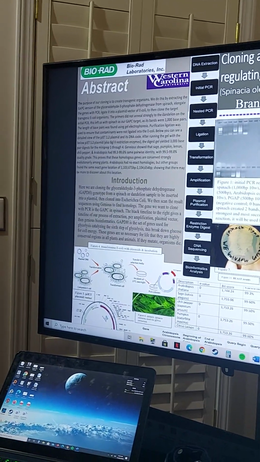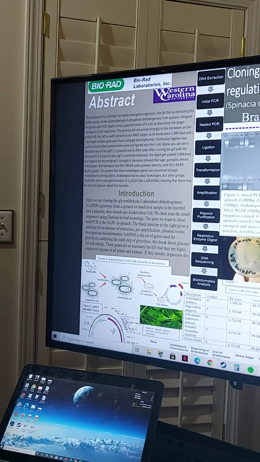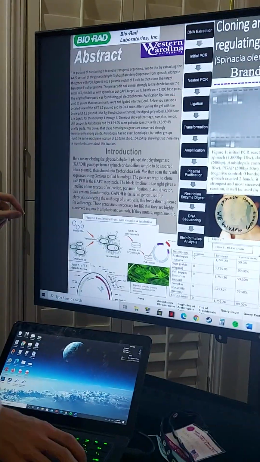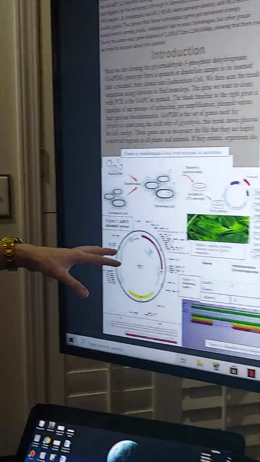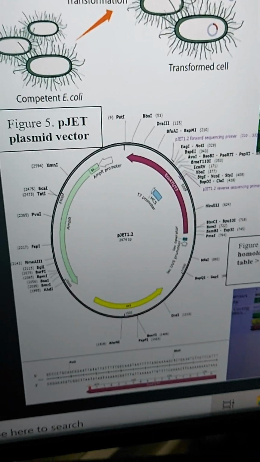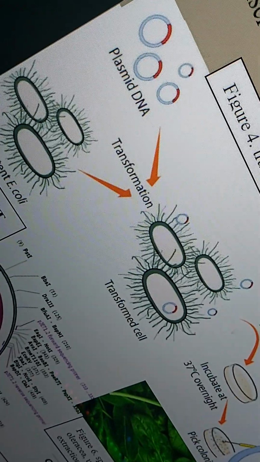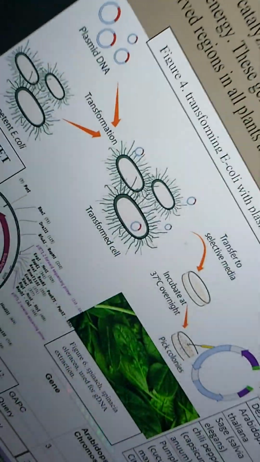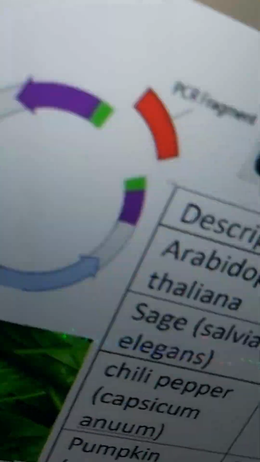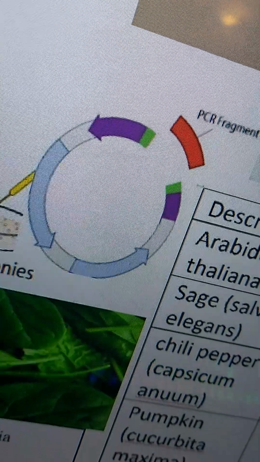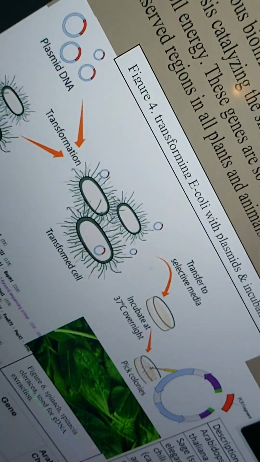Below, you can see a detailed view of the PJET 1.2 plasmid, which if you come a little closer, this right here is what the PJET 1.2 plasmid looks like. Very detailed view. So how we do this is we get the plasmid DNA and the competent E. coli cells. Then we add the PCR fragment into the plasmid right here, which is then creating the transformed cells, which you can see right here.